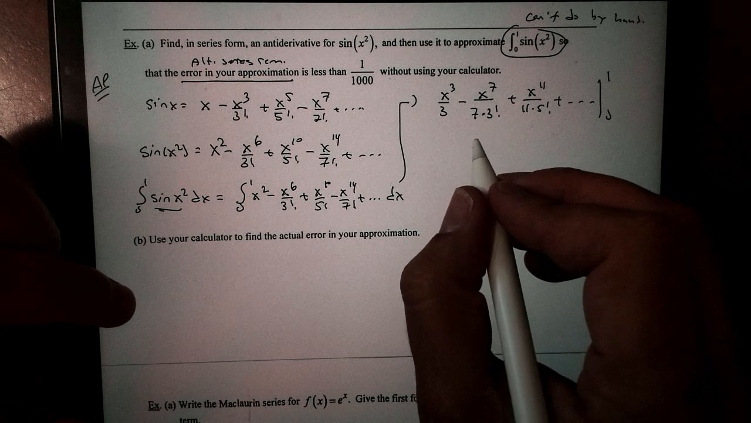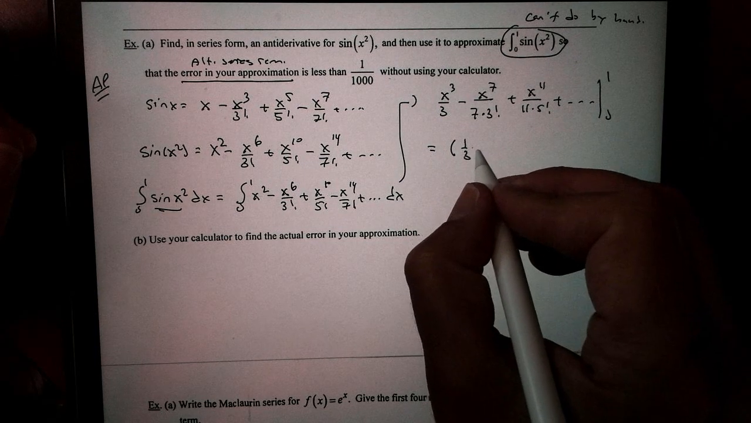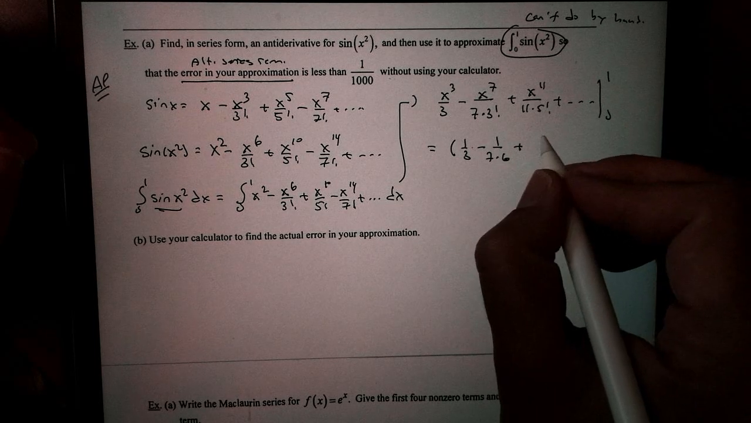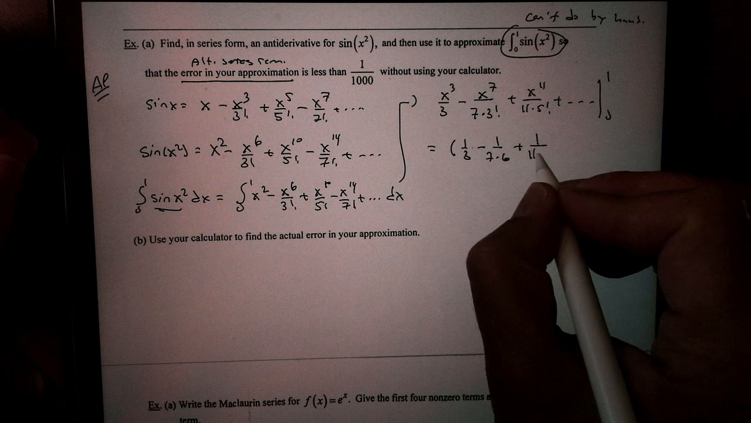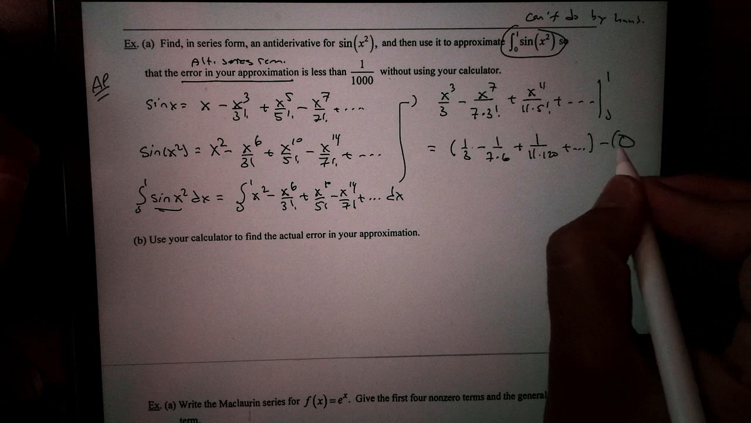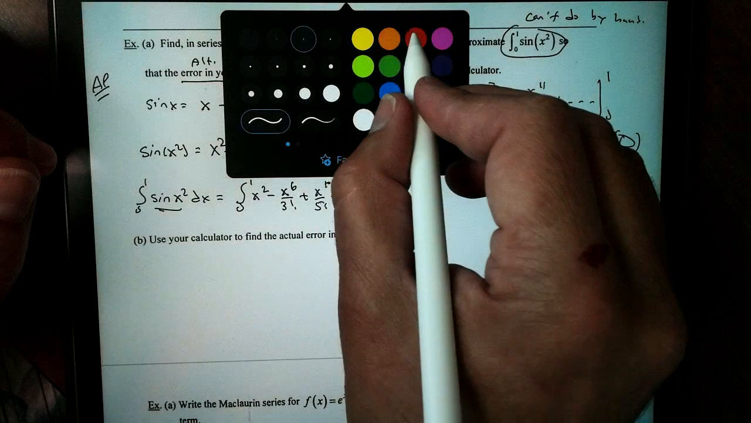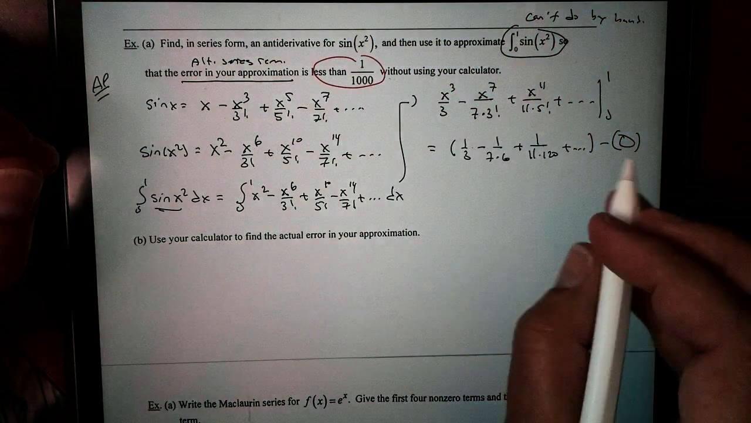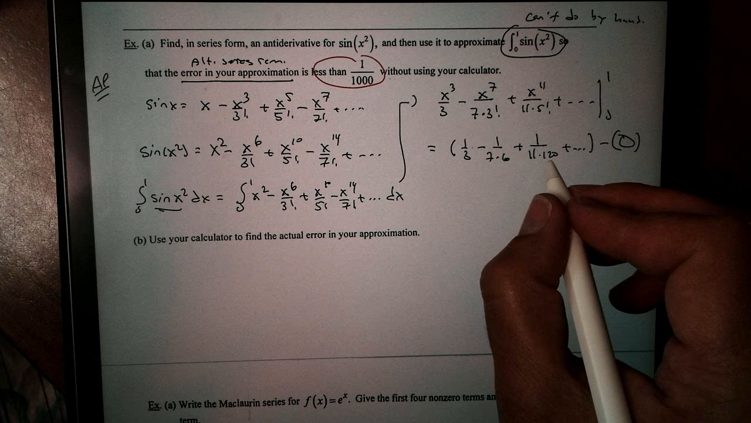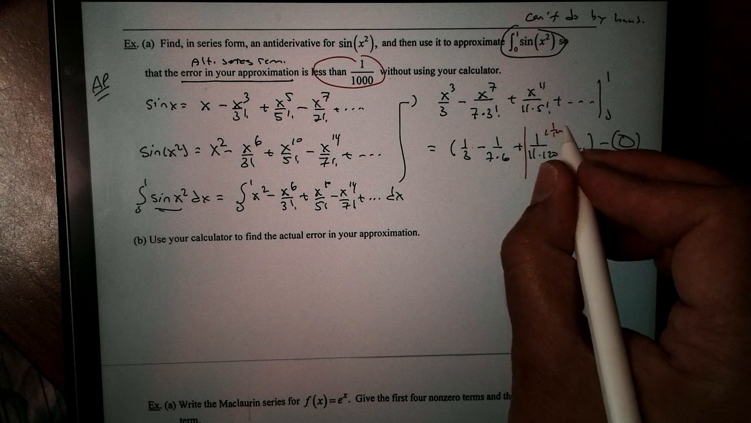Using our fundamental theorem, we plug in the ones and get 1/3 minus 1 over 7 times 6 plus 1 over 11 times 120 plus dot, dot, dot, and all the rest just becomes 0. I want my error, remember, to be less than 1 over 1,000. The AP doesn't expect you to know by hand what 1 over 11 times 120 is. They know that that's less than 1 over 1,000. Right here, we know that this is already less than 1 over 1,000. So we can stop.